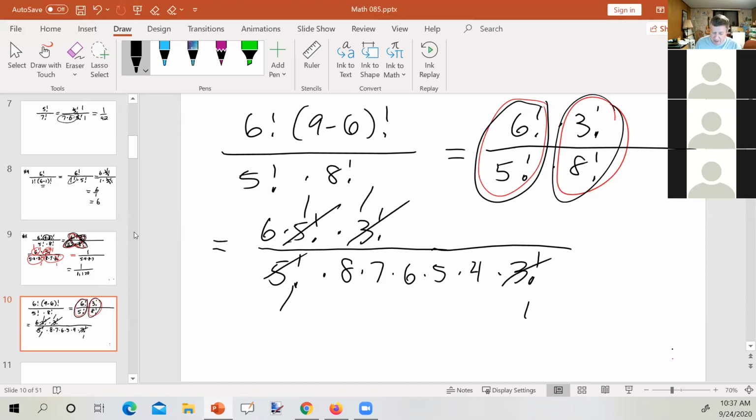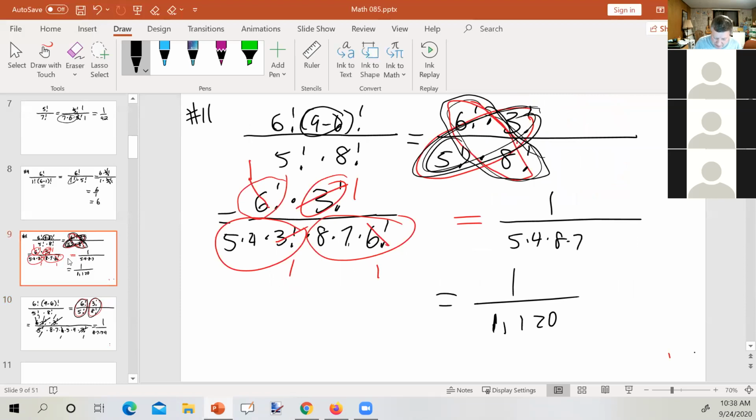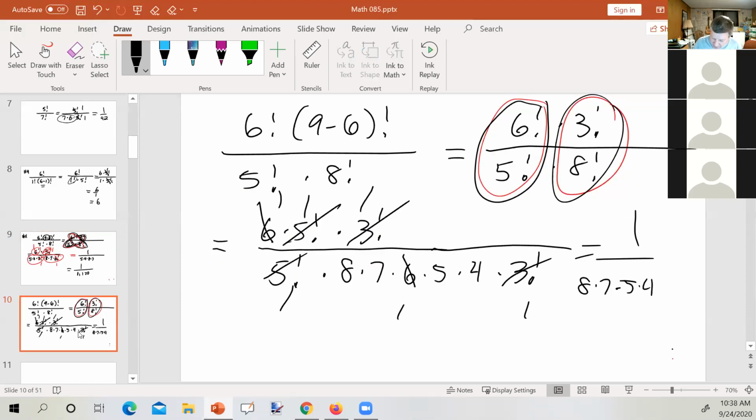The 6 and the 6 reduce down, and I've got 1 over 8 times 7 times 5 times 4. Let's see, is that what I had there? Yep, 8 times 7 times 5 times 4. So I'm still going to get 1 over whatever that answer was. Let's see here. 1,120. So there you have it. Any questions about that particular problem?